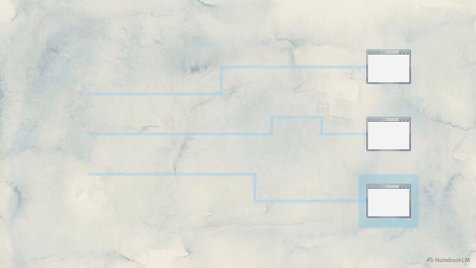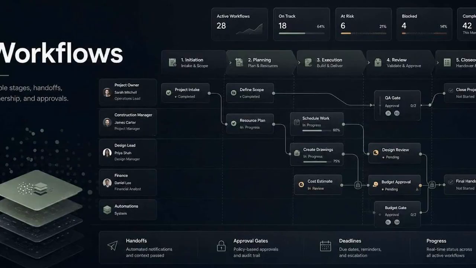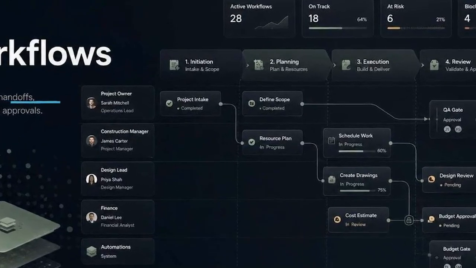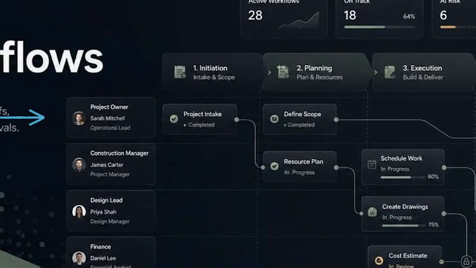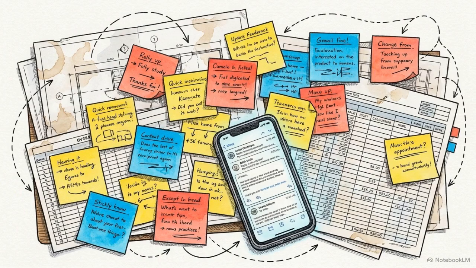Once the data is structured, it has to move. The architecture shifts from static storage into active process alignment. This dashboard models business operations as concrete stages, tracking exact roles across distinct phases. Following the project owner's top lane, we see the process moving linearly from initial project intake directly into scope definition and resource planning. In traditional operations, ownership is ambiguous.